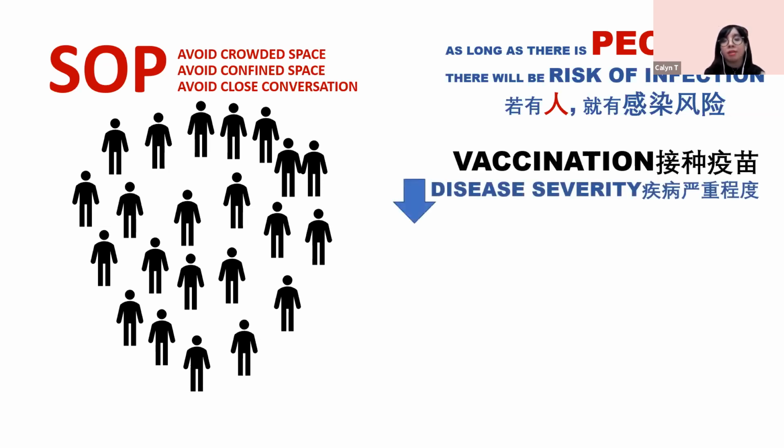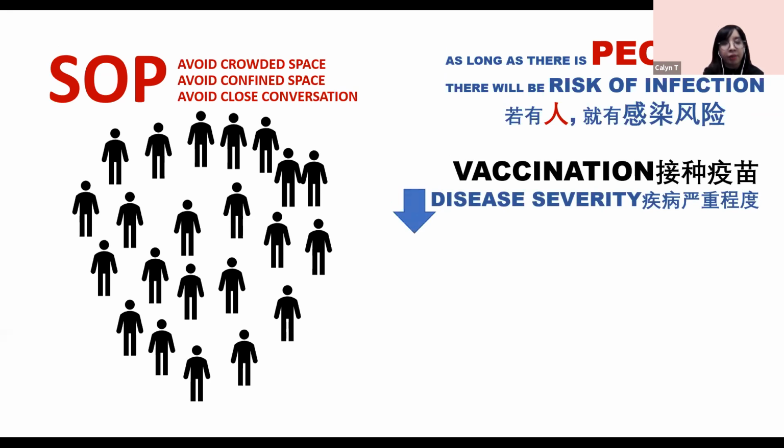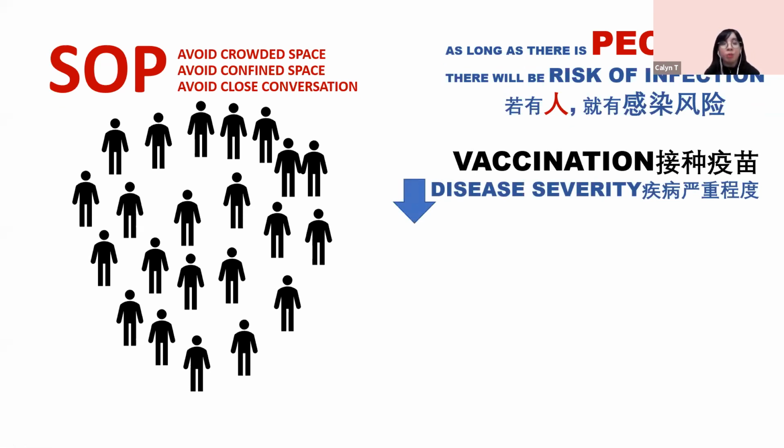Vaccination reduces disease severity. How does vaccination work? It reduces disease severity, which means that if you get the disease, it will reduce your disease from severe to moderate, from moderate to mild, and maybe from mild, you don't even have symptoms to begin with. So yes, it's still possible for you to get the infection, because as long as there are people, there's a risk of infection, but it will reduce your disease severity. And what happens when it reduces your disease severity? It also reduces disease transmissibility, meaning how much the virus can actually transmit within your environment.